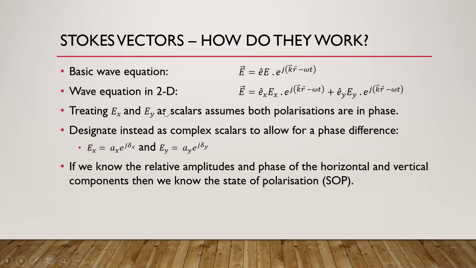So instead of treating those as scalars, we need to treat those as complex scalars. So we have them down here, EX equals AX times e to the j delta X, where delta X is the phase and AX is the amplitude. We've got that for both directions. So if we know the amplitude, or the relative amplitudes, and the phase of both the horizontal and vertical components, the X and Y components, then we will know the exact state of polarization.